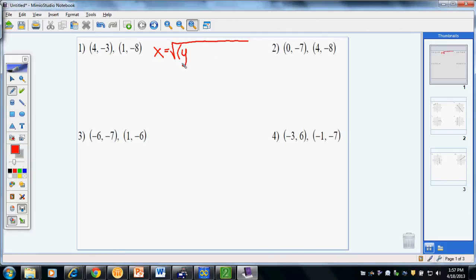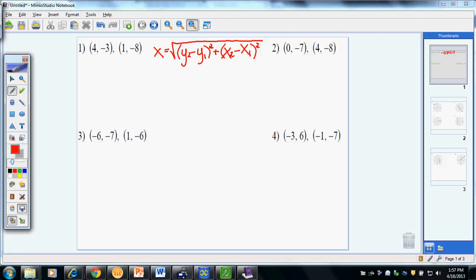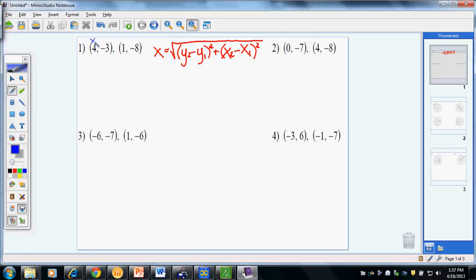of y2 minus y1 squared plus x2 minus x1 squared. Okay? So it's important that we go ahead and label appropriately what our x2, y2, and so forth is. So here we're going to have our x1, we're going to have our x2, our y1, and our y2. So then we just go ahead and plug it into our formula.